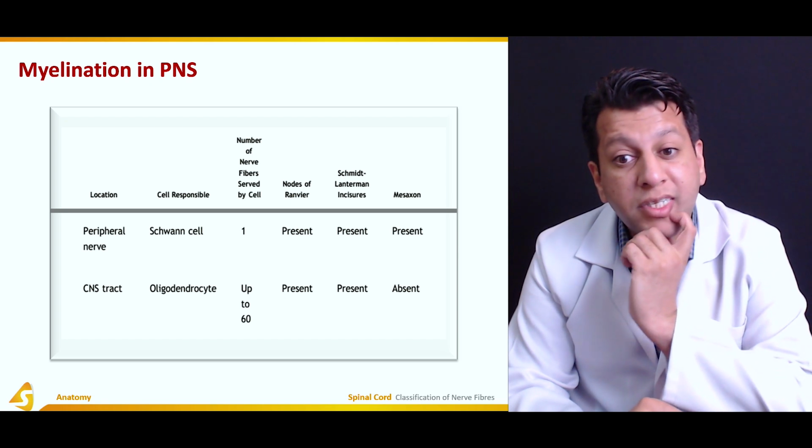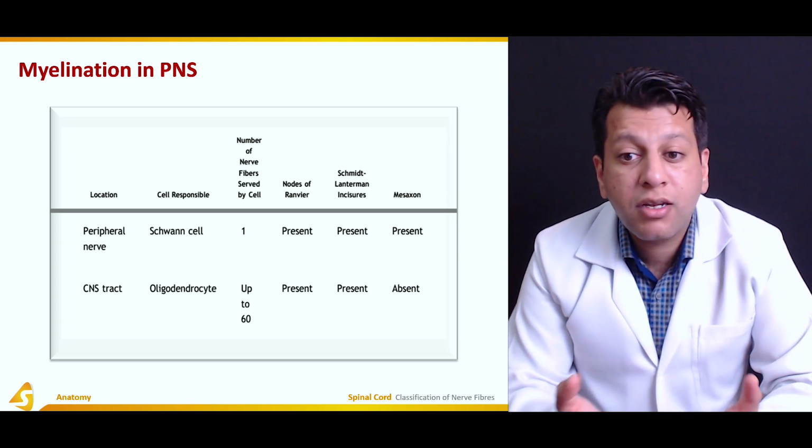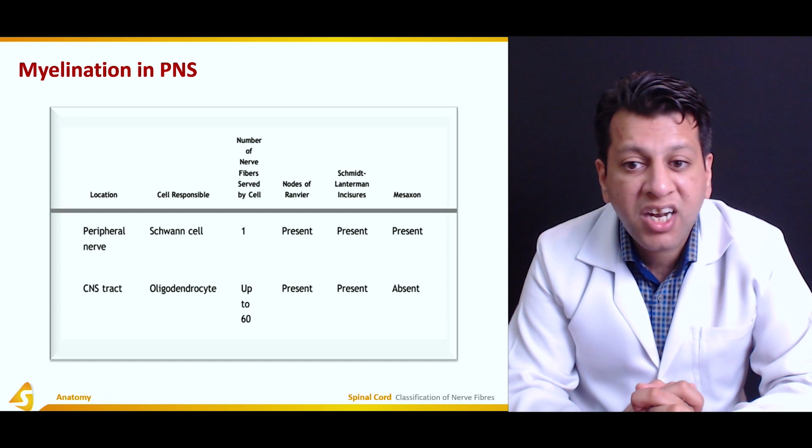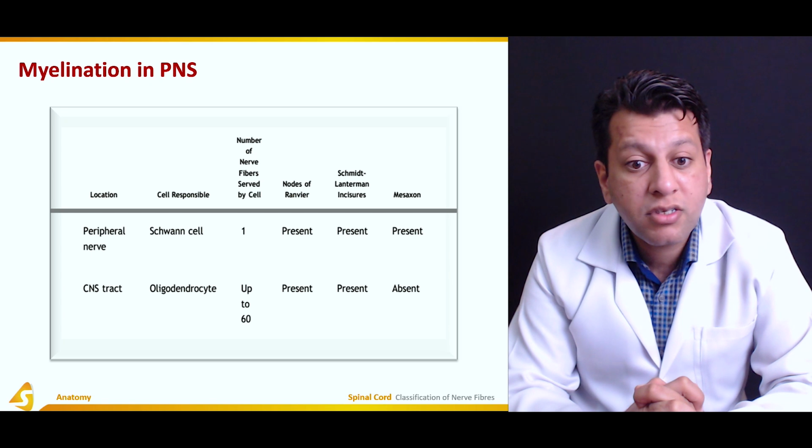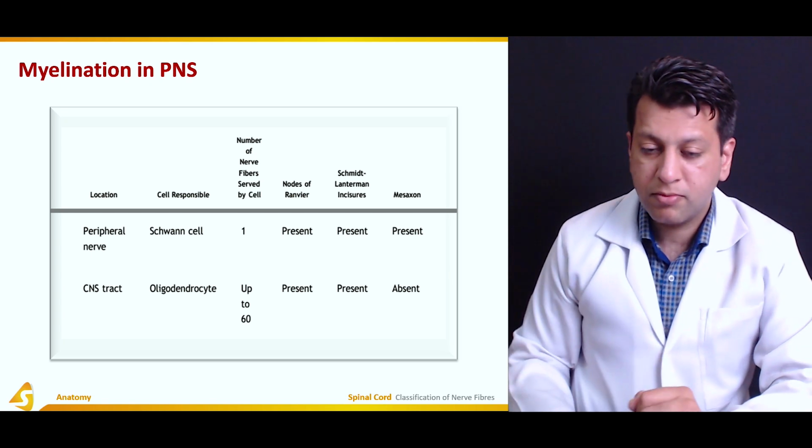Nodes of Ranvier are present in both. Schmidt-Lanterman incisures are present in both. Mesaxon is present in the peripheral nervous system but not in the CNS.